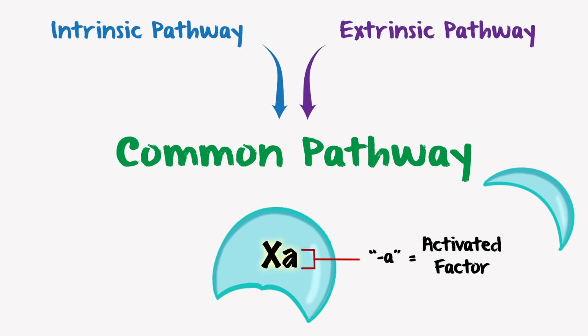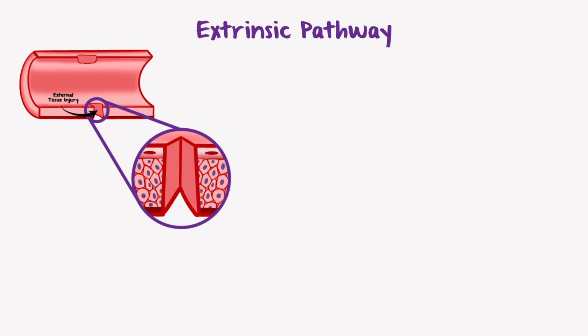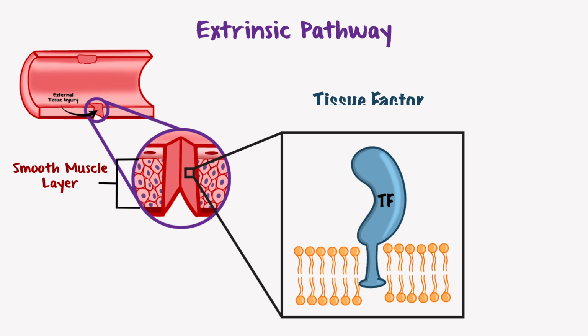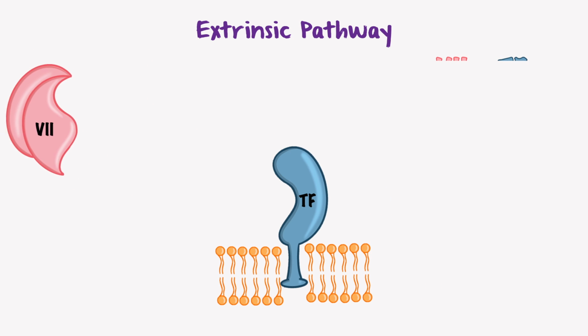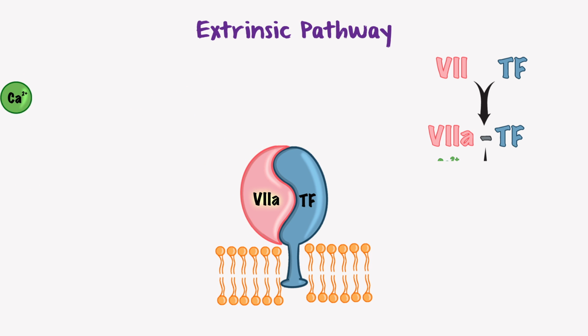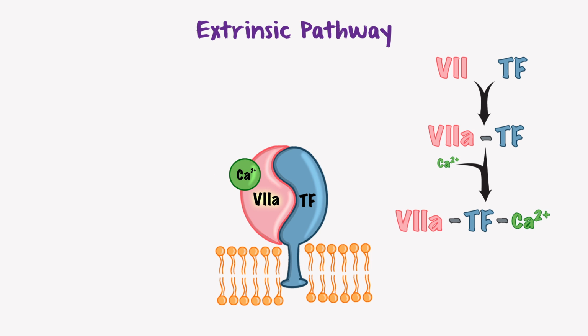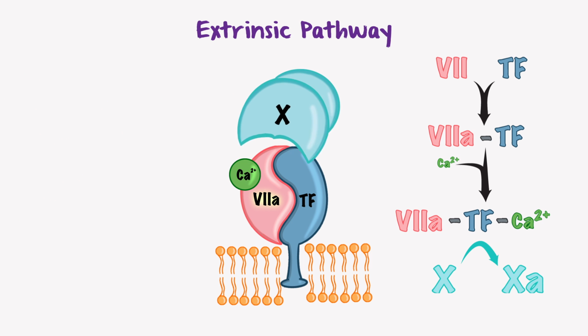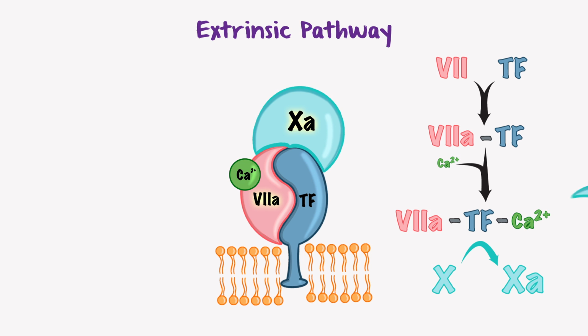The extrinsic pathway begins with external trauma damaging the vessel walls. This exposes the smooth muscle layer of the blood vessel where tissue factor or factor 3 is found. Free-floating factor 7 in the blood comes into contact with the exposed tissue factor and becomes activated. Calcium ions, which are also floating around in the blood, bind to activated factor 7, creating a tissue factor 7A complex that is now able to cleave factor 10 and activate it into factor 10A.